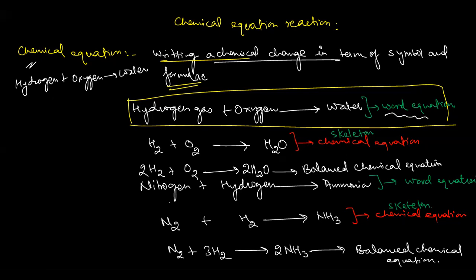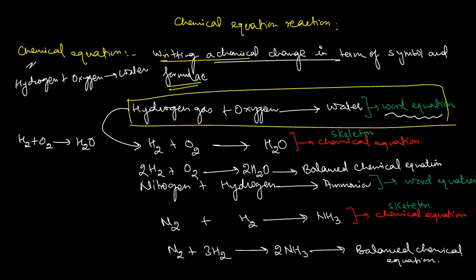So this is a word equation. But if I write the same in terms of symbols and formulas, H2 plus O2 gives you H2O, water. Beta, in that case, this is a chemical equation, because we have written the chemical change that is taking place in terms of symbols and formulas.